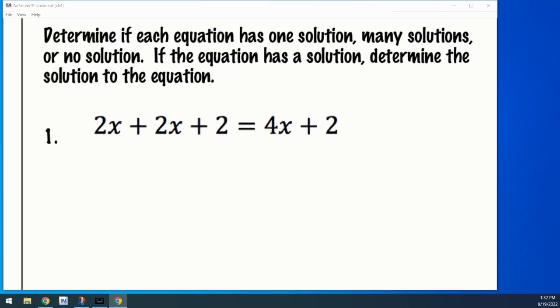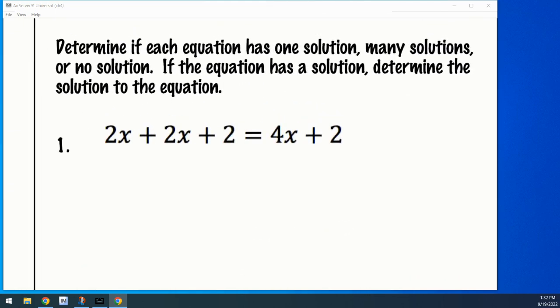So if I have this one right here, it says determine if each equation has one solution, many solutions, or no solution. If it has a solution, you figure out what that solution is. Okay, so first things first. Combine like terms.